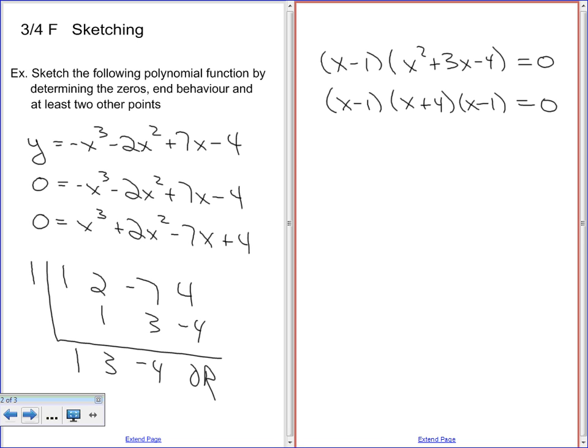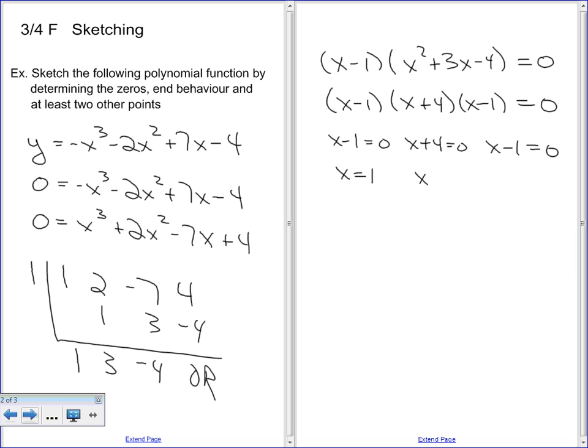So now that I have it as a product of its factors, to solve for the zeros, right, I set each factor equal to 0. And then I solve. X is equal to 1, x is equal to -4, and x is equal to 1. So in solving for the zeros, that's what I just found. I found x equal to 1 will give me 0 if I plug it in. X equal to -4 will give me 0, and I got 1 again as an answer. Graphically, what did I just find?